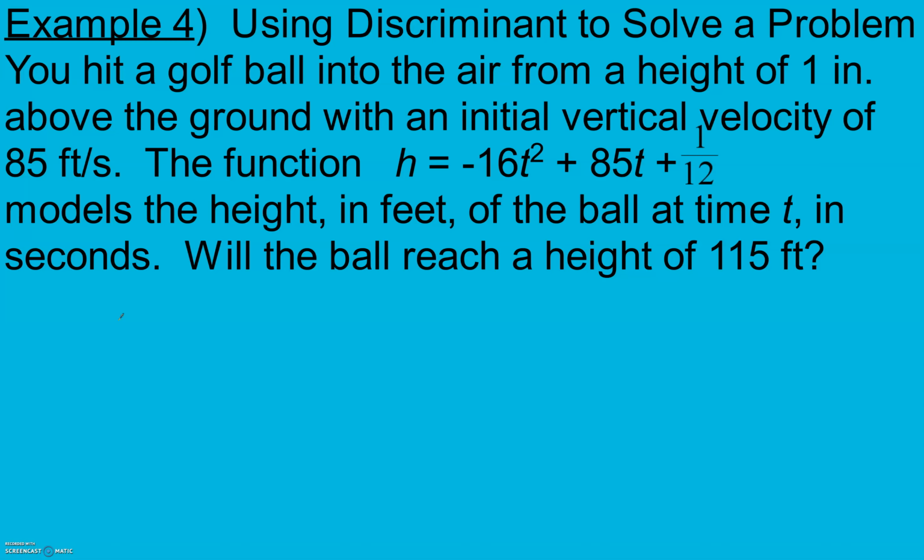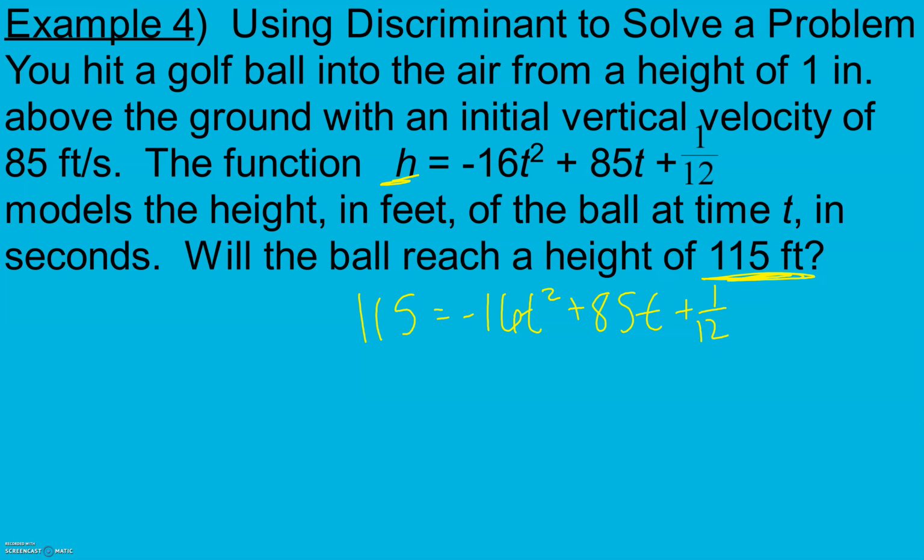Now, we want to know, will the ball reach a height of 115 feet? So this 115 feet, that's our height. I'm going to plug it in there. And then use my discriminant to determine whether or not we have solutions. If there's real solutions, that means it's going to happen. If there's one real solution, it means it'll happen. If there's no real solutions, it means this will not happen.